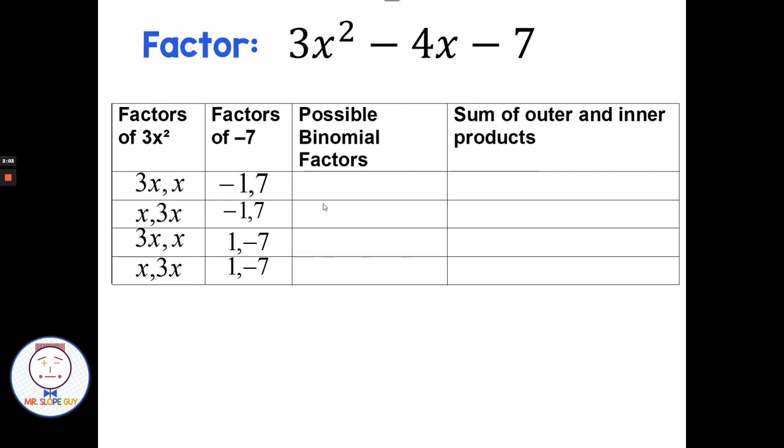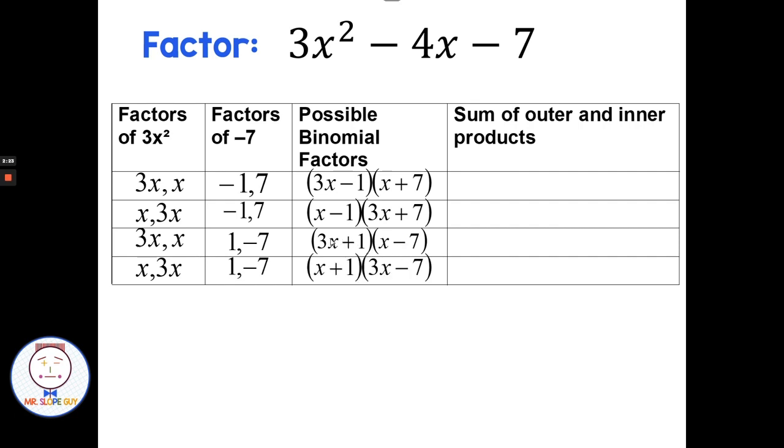So I'm really only concerned now about checking the outer and inner products to make sure they come out to be this middle term. So if I write these as a binomial times a binomial, 3x and x, and negative 1 and 7, maybe the 3x goes with the positive 7, maybe it doesn't go with the negative 1, or my combinations, let's try it with the positive 1 and negative 7, and if the 3x doesn't go with the plus 1, maybe the 3x goes with the minus 7. So I have 4 possible combinations to try. And then I just want to check the outside and inside when I multiply these to find out which one of these has the middle term that comes out to be negative 4x.